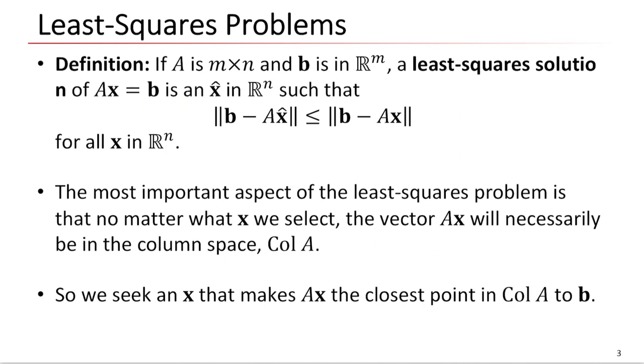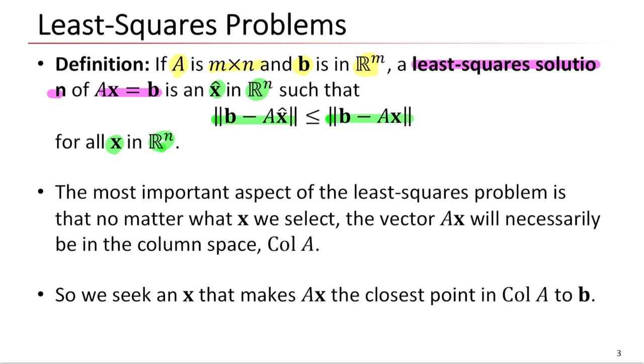So first of all, if the matrix A is m by n and vector b is in R^m, the least squares solution of Ax equals b is an x hat in R^n such that the length of b minus A x hat is smaller than or equal to the length of b minus Ax for all possible x in R^n, right?